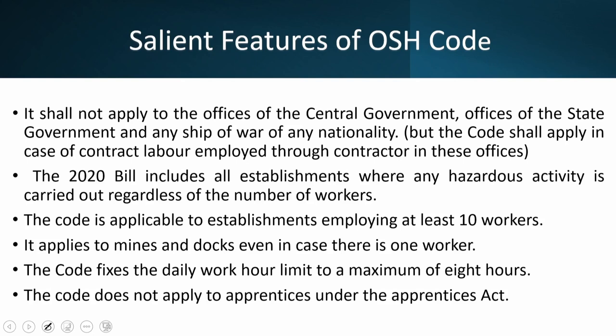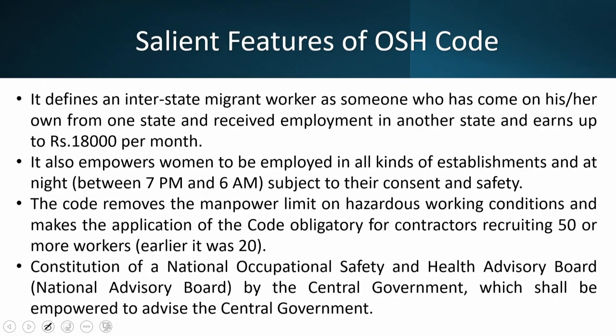The 2020 code includes all establishments where any hazardous activity is carried out, regardless of the number of workers. The code is specifically applicable to establishments employing at least 10 workers. It applies to mines and docks even in case there is one worker. The code fixes the daily work hour limit to a maximum of 8 hours, and the code does not apply to apprentices under the Apprentices Act. This we have specifically seen in our previous lecture.